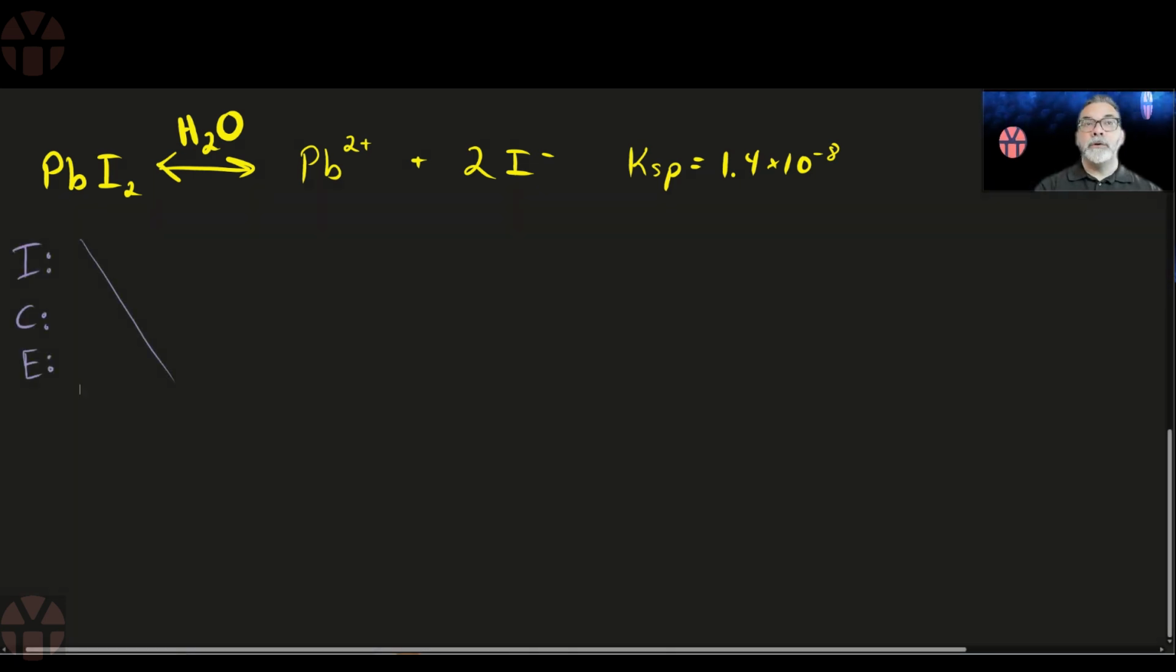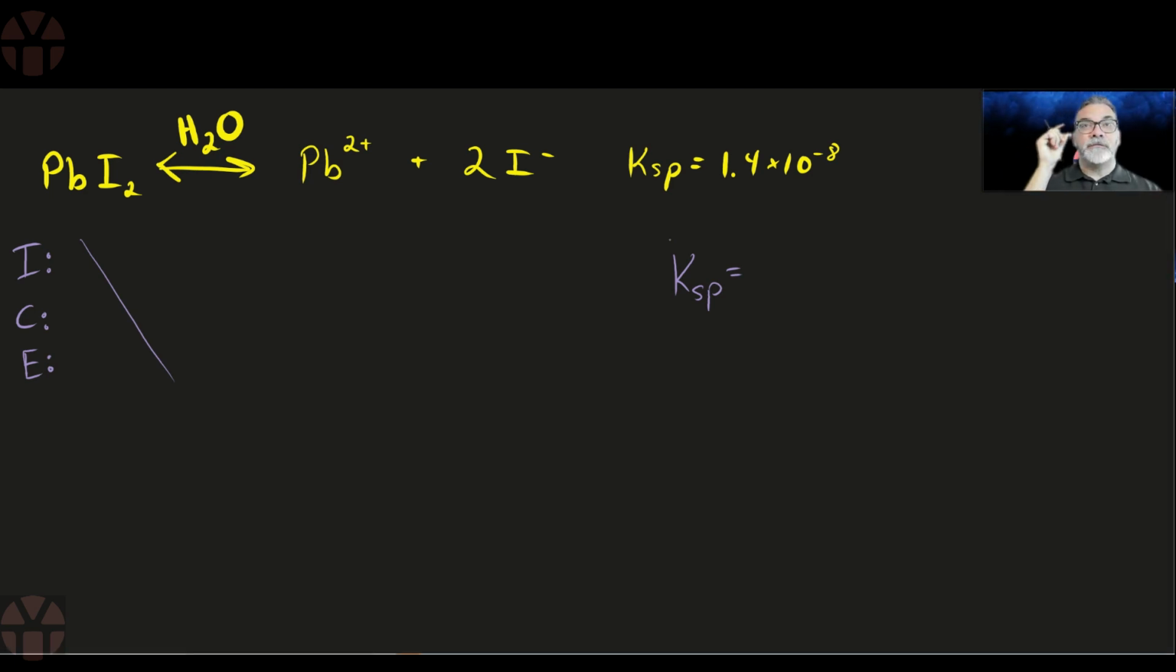And so we're going to approach this just like we have every other ICE box. We're going to tackle it the same exact way. We're going to need to start off by first writing our equilibrium expression. So in this case, my equilibrium expression is going to be that the Ksp is going to equal the concentration of my products over my reactants.